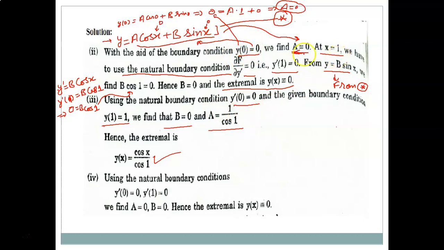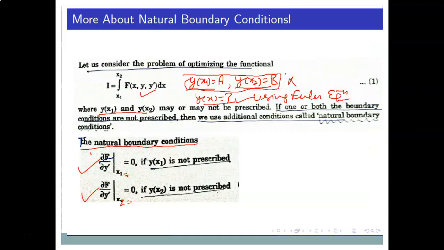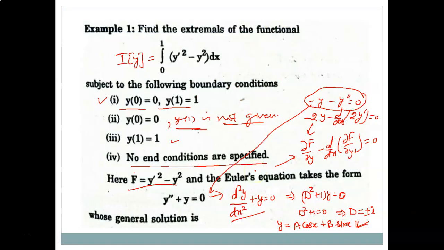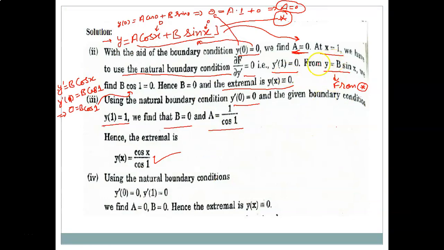Now at x equal to 1, we put again in this equation, because you have already obtained the value of a is 0. So you are left with y equal to b sin x, from equation star. Now we apply the natural boundary condition. The natural boundary condition comes out to be y dash equal to 1. How does it come out? The natural boundary condition is given in the statement here: curly f over curly y dash at x equal to 1 must be 0.